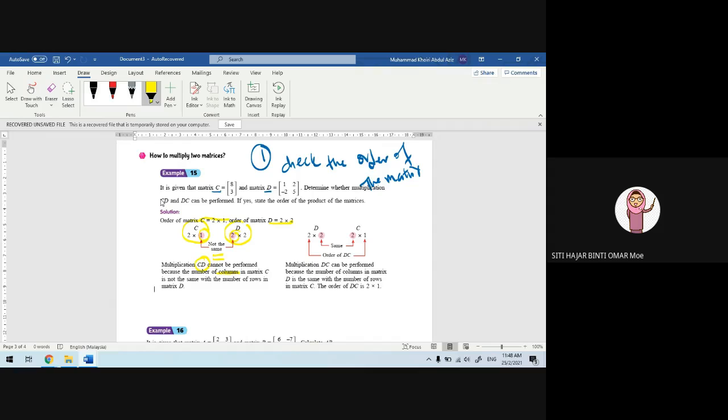Okay, if the same matrix, but now we multiply D first. D multiplies C. Okay, so check the order first. Okay, the order is 2 by 2 and 2 by 1. Okay, the column here, the second number and the first row for C is the same. Okay, when it is the same, we can perform the multiplication. This is how you check the order.